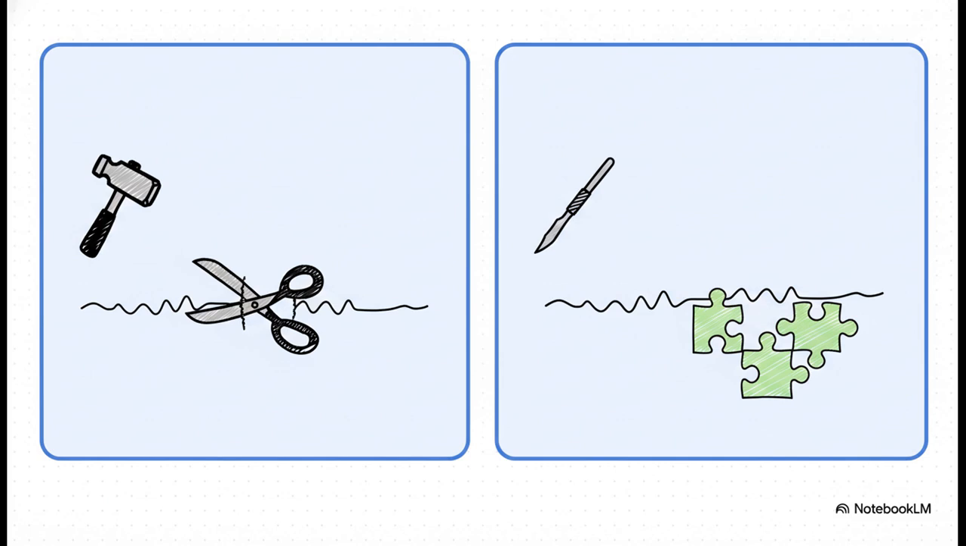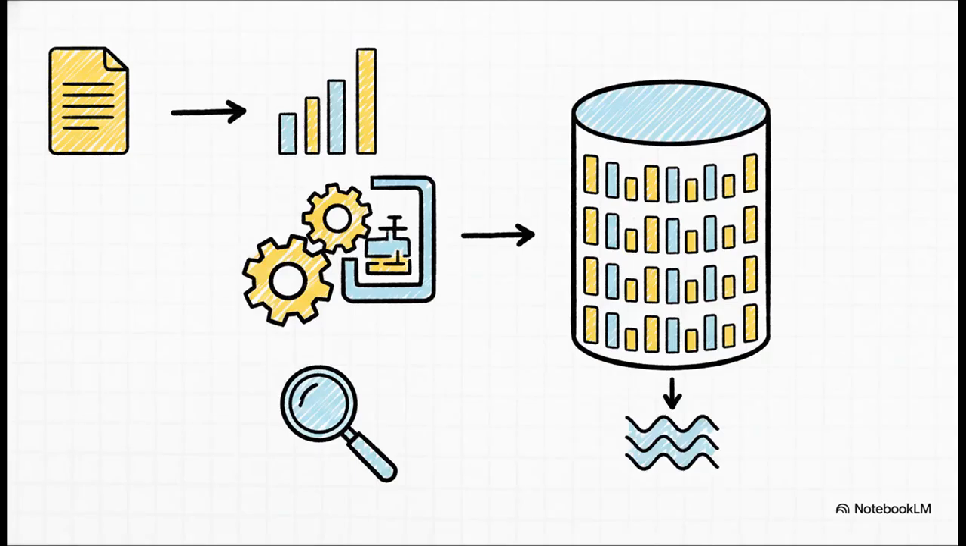Or you could use hierarchical chunking, which can retrieve a tiny, precise chunk, but then pass the whole larger parent section to the LLM for better context. It's way more effective.